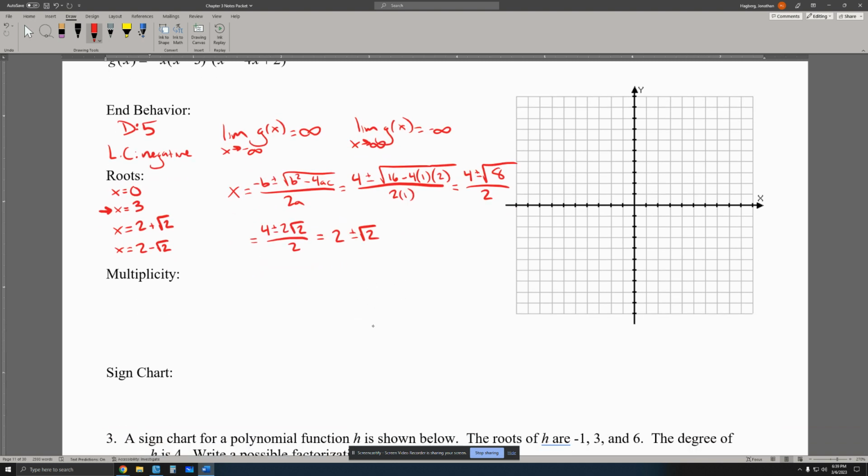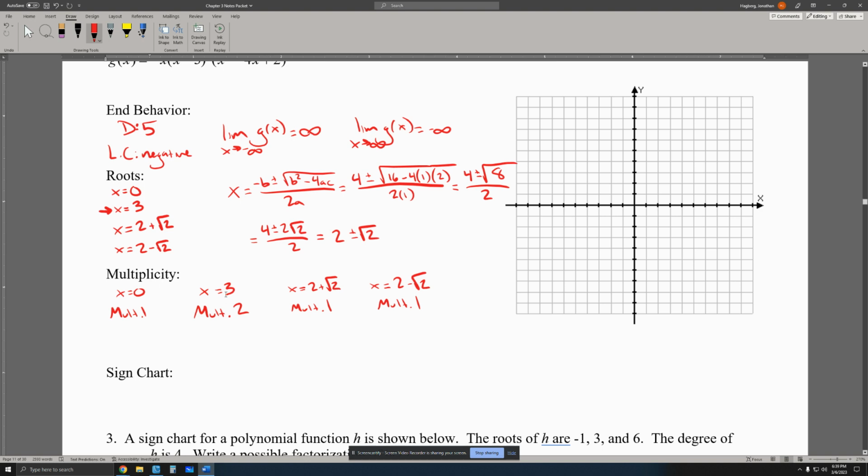Okay, so let's go ahead and write these. So x is equal to 0 has multiplicity 1. At x equals 3, this is where we have multiplicity 2, because that factor is squared. And then at x equals 2 plus root 2, that has multiplicity 1. And then we have at x equals 2 minus root 2, that has multiplicity 1 as well.